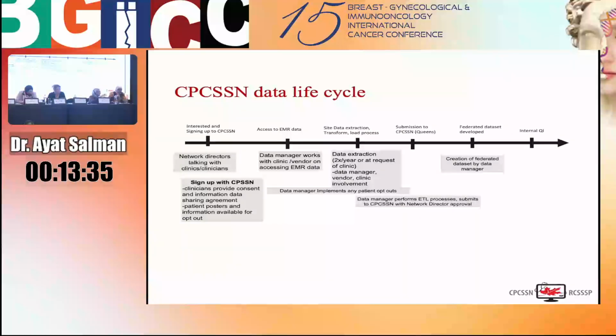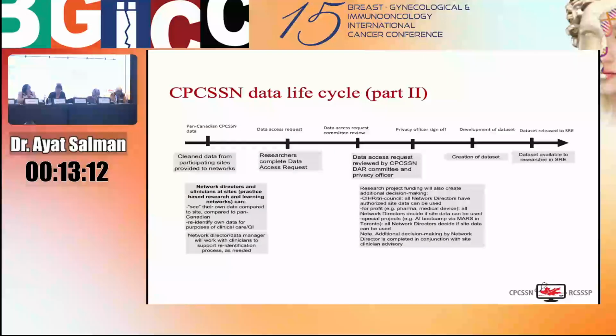This is another overview of how the data is processed, and how it's transformed, and who really has access to the data. Extractions were done previously twice a year. Now extractions are actually done 4 times a year. And this gives you a data life cycle overview of what happens when we have a researcher accessing and requesting the data.